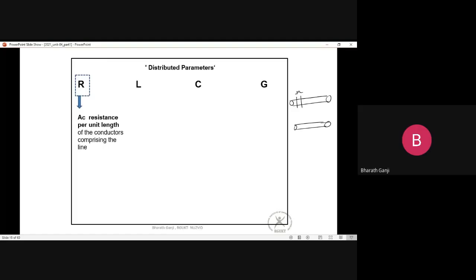I'm saying that there is resistance at every location, or distributed resistance. So the parameter which you are going to define is the AC resistance per unit length, because it's a distributed parameter.